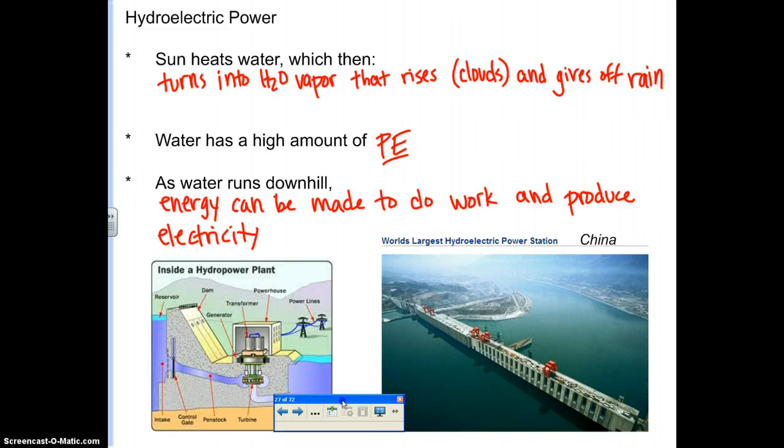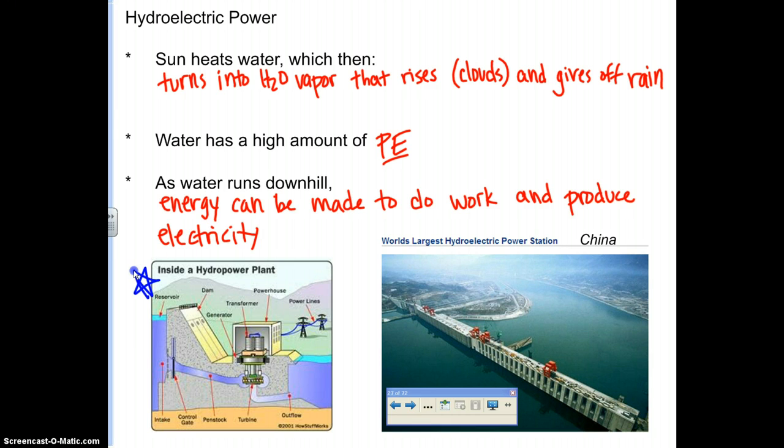So here's a really good slide showing you the inside mechanics, the workings, of a hydropower plant. Obviously, there needs to be a high area that flows downhill in order for you to generate that electricity. Here is the world's largest hydroelectric power plant, which is found in China. Check that out. That's very large. Think about the Hoover Dam, like the size of the Hoover Dam over Lake Mead. That's definitely got to be.